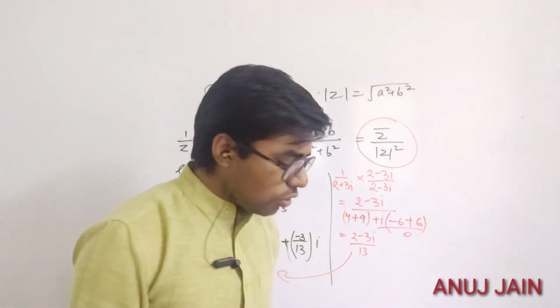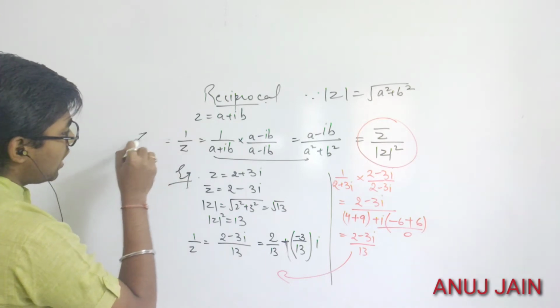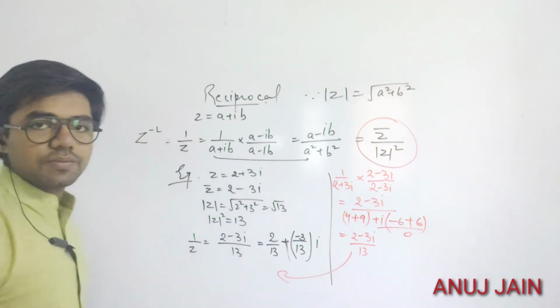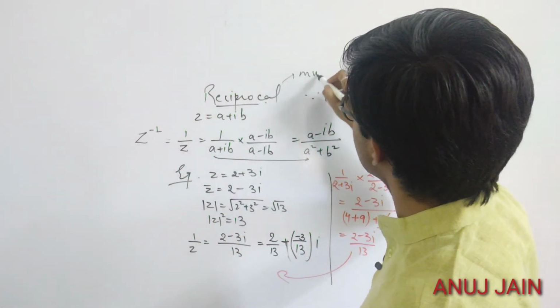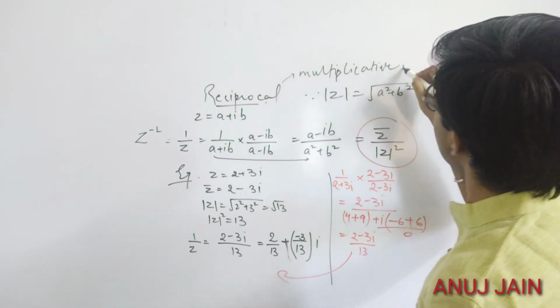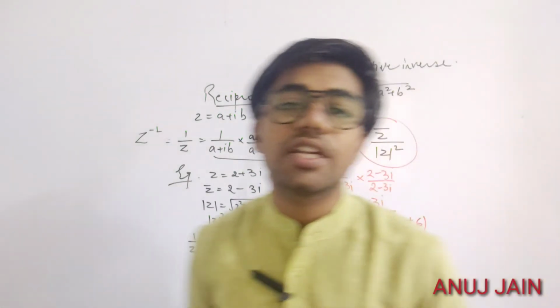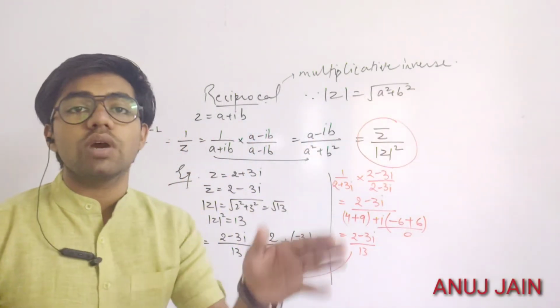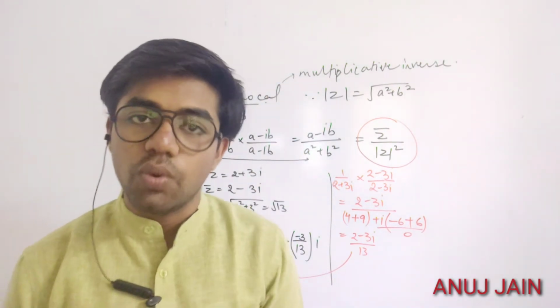Now if you look carefully, what is reciprocal? Reciprocal is just the inverse, the multiplicative inverse. When we studied the properties of multiplication, we have seen that the multiplicative inverse is z inverse, which is equal to 1 by z. So reciprocal is nothing but multiplicative inverse.